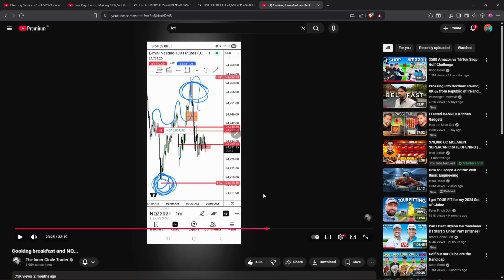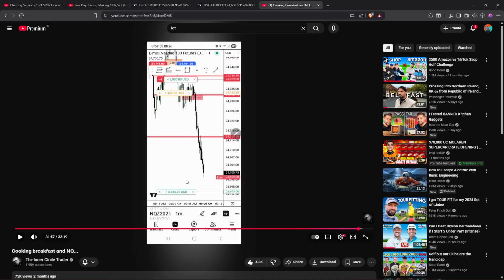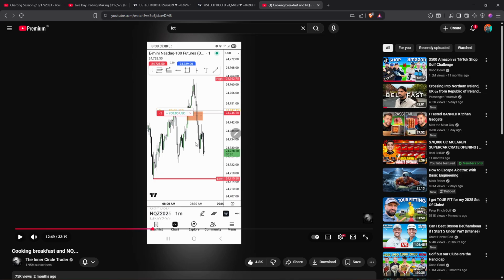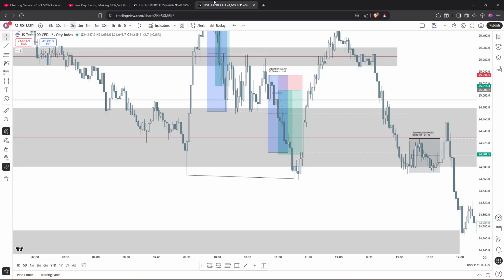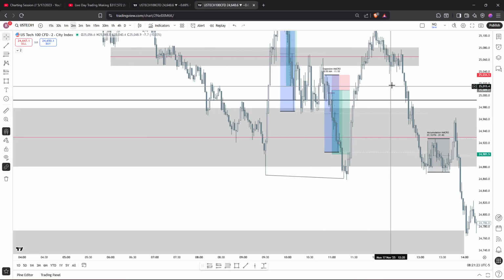If you see here, this exact thing happened. Now you see manipulation here. Then we got a nice rejection here. I cannot zoom into here, but we did get a rejection here. Then we got a nice fall through to take this overall draw on liquidity. So overall, the same thing happened here: accumulation, manipulation, then distribution to the overall draw. So yeah, this trade was also valid.